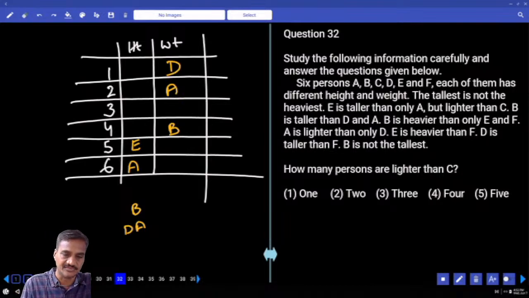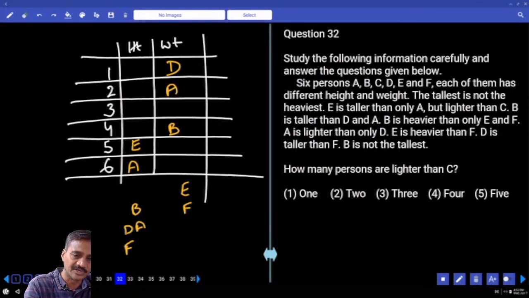E is heavier than F. In this case, E must be heavier than F. D is taller than F. Now here D is taller than F. B is not the tallest.